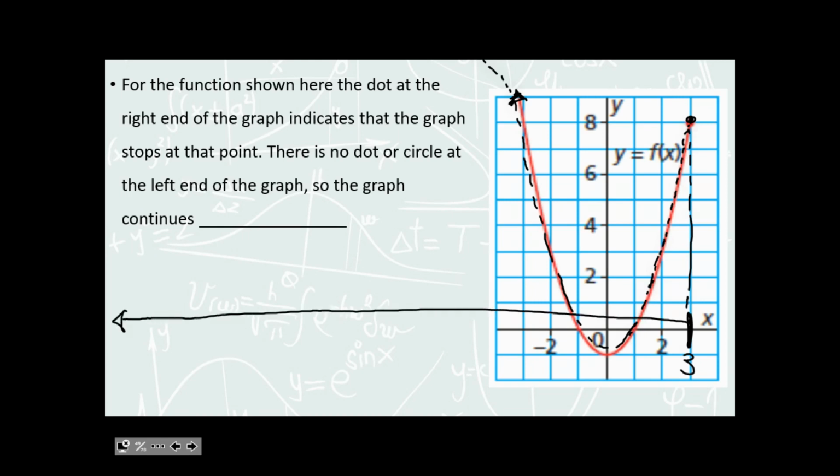So if you do not have a dot or an open-ended circle at the end of your graph, the graph continues forever. And how do we say forever mathematically? Continues infinitely.